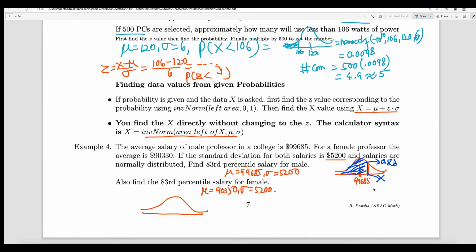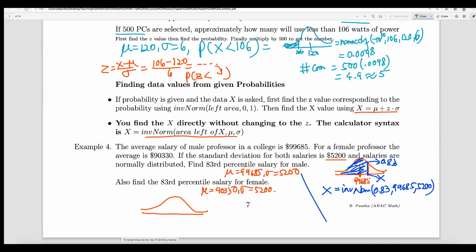Now I need to find that X value. How do I do that? It's inverse norm, because to find X or Z, you use inverse norm. What is the area left of X? It is 0.83. What is the mean? 99685. Do you remember before we used to write 0 and 1? Now we are writing the mean, and the standard deviation is 5200. Let us find that value.